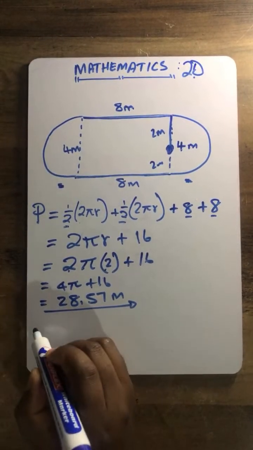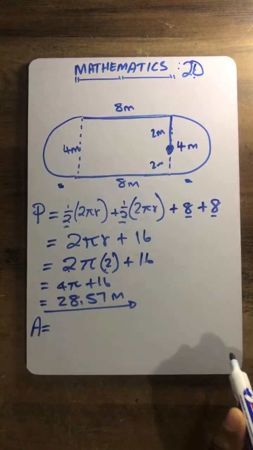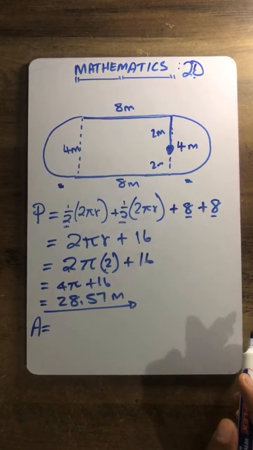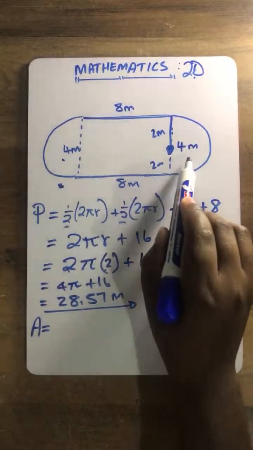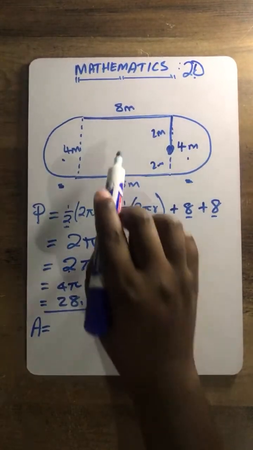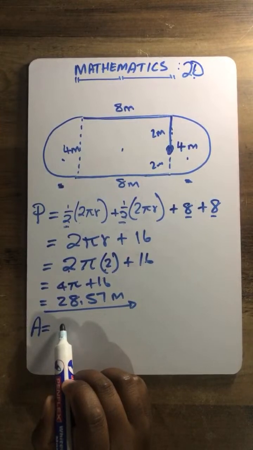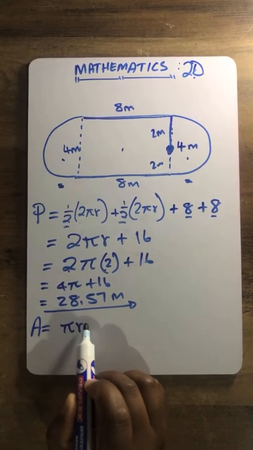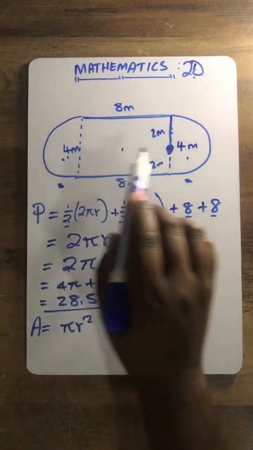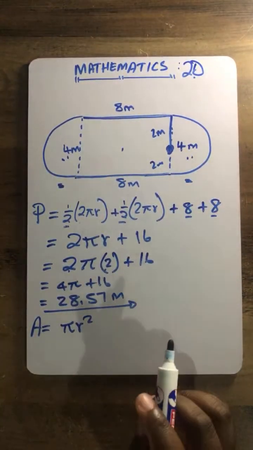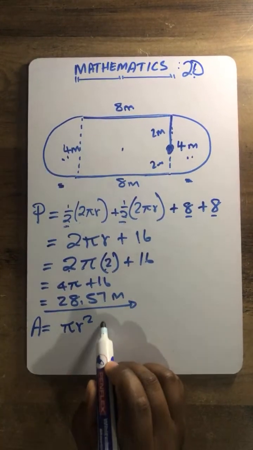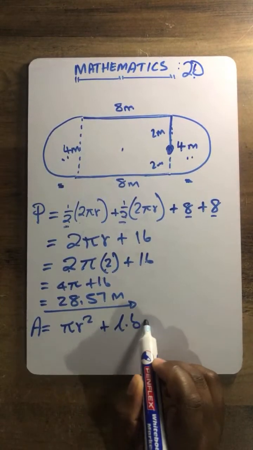So very quickly, let's do the area calculation. When it comes to the area, we did notice that we can take this as just a circle plus that rectangle. So one can just say pi r squared, referring to that half being one circle, and this is the formula for the circle, plus length times breadth.